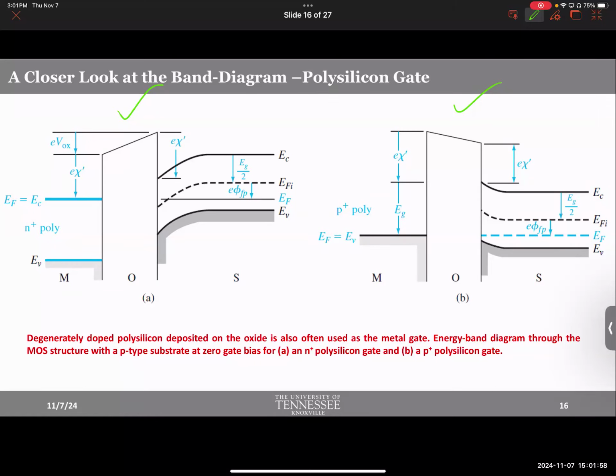And one of the questions could be, when you go to one site, do you think this is a metal gate or a polysilicon gate? Let's see whether you can answer that question. Look at this one. Will a metal ever have conduction and valence band?